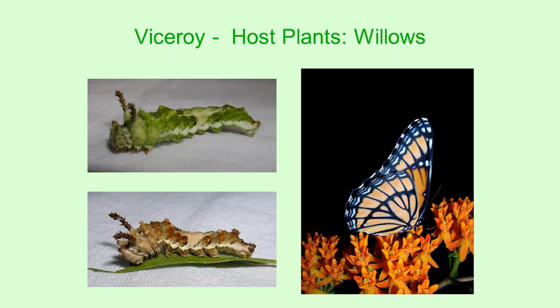This is the viceroy butterfly. Looks a lot like the monarch. It's a little smaller, and it has a line through the hind wing. So some people can confuse it with the monarch. But it is somewhat smaller. And it again has two color morphs. It has the green color morph and the tan color morph in the caterpillar stage.